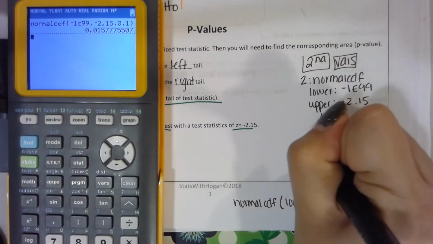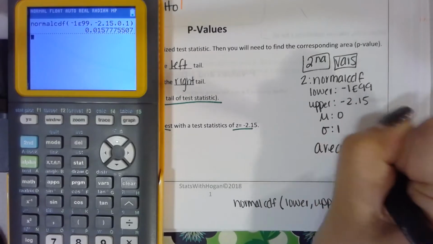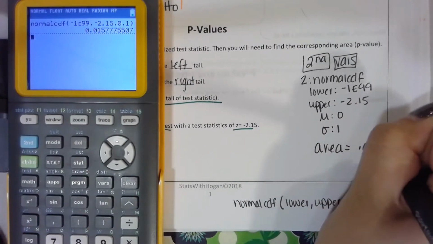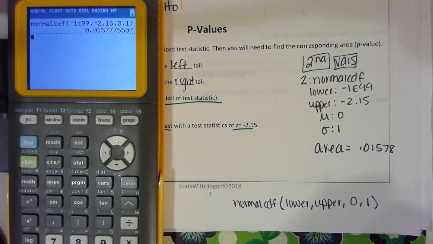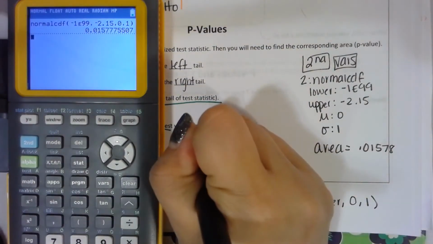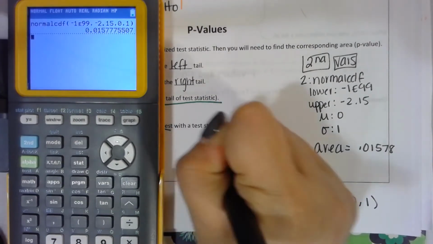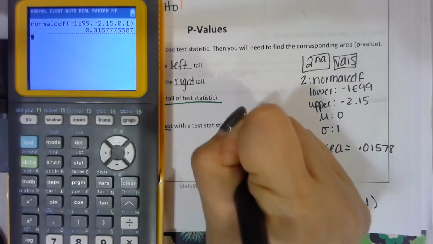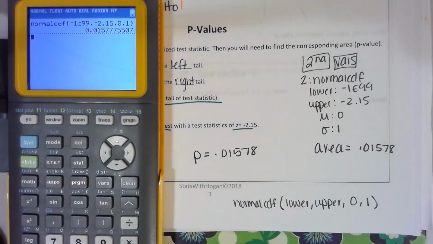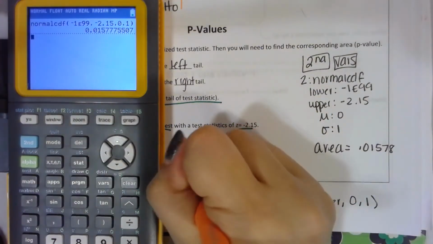Now then, this other example. Find the p-value for a two-tailed test with a test statistic of 2.15. 0, 1, 2, 3, -1, -2, -3.